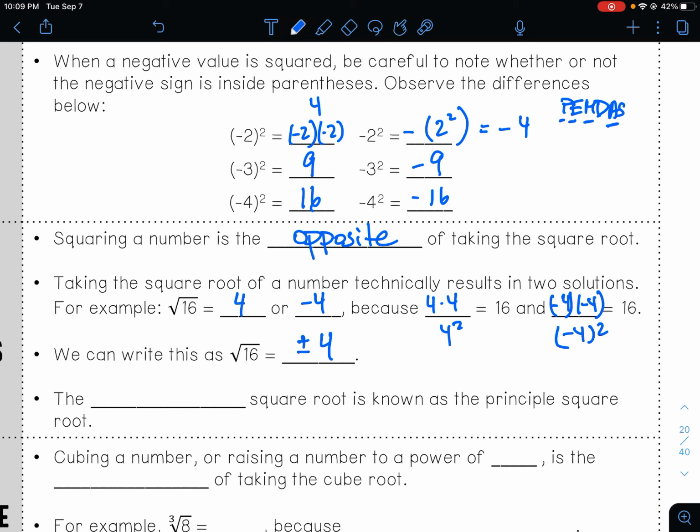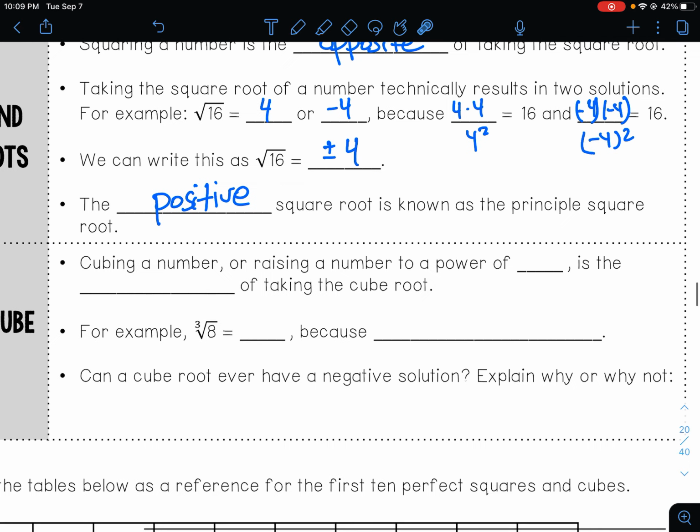The positive square root is known as the principal square root. So oftentimes when we say things like, what's the square root of 25? We'd say 5. And that's because it's known as the principal square root. Technically, it's plus and minus 5, but we just say 5. We go with the positive number.